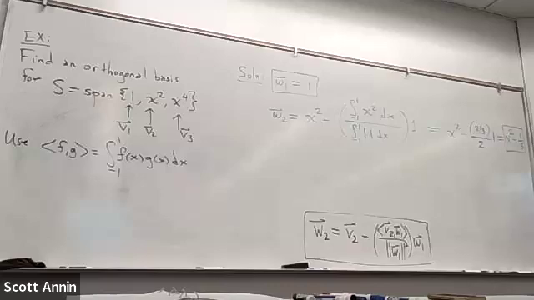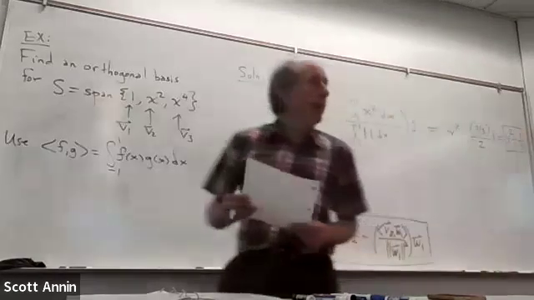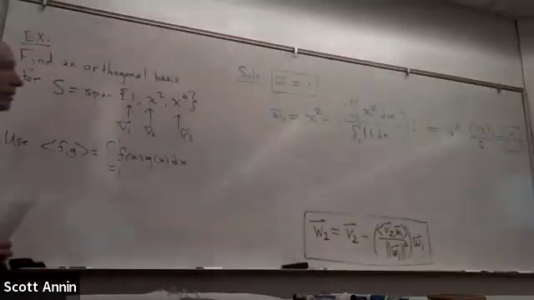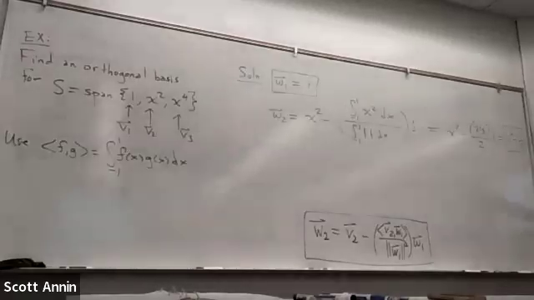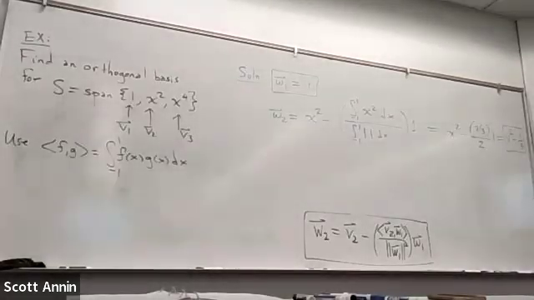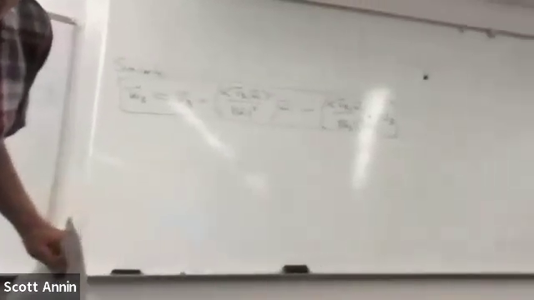That is my W2 vector. X squared minus 1/3, just simplifying the fraction there. Okay? That look okay to everybody? Trying not to go too fast, but the integrals are not hard. Relatively easy calculation.